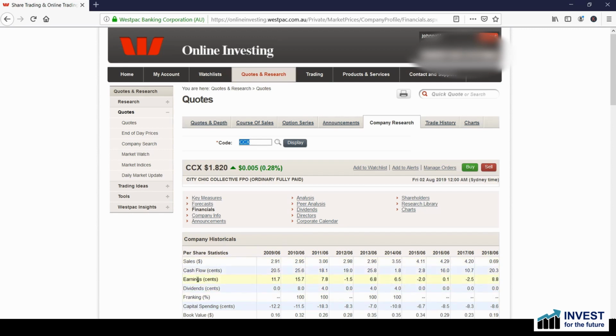A year ago the earnings for CCX was negative, and Stock Doctor will not calculate an earnings growth if either of these figures here are negative. So that's the reason why CCX doesn't show up at Stock Doctor, but WestPac says, well, wow, look at this, minus 2.5 up to 8.8. That means it's got earnings growth, and so therefore it somehow calculates with its algorithm the earnings per share growth.